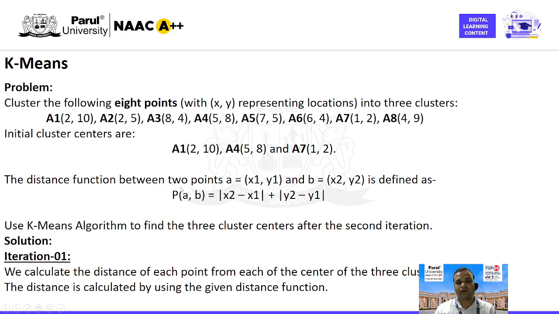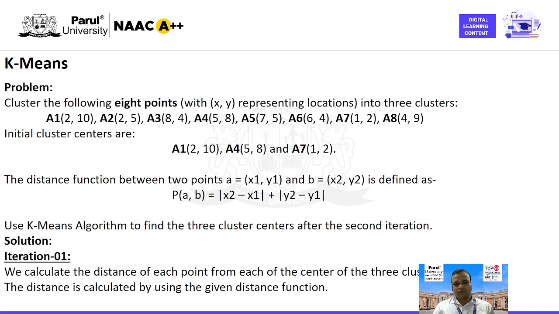The distance function between two points: whenever you want to calculate the distance between 2 points, you have a formula. For example, here A equals (x1, y1) and B equals (x2, y2). There are 2 points A and B. We want to calculate the distance, so you must use the formula P(A, B) = |x2 - x1| + |y2 - y1|. Use the k-means algorithm to find the 3 cluster centers after the second iteration.